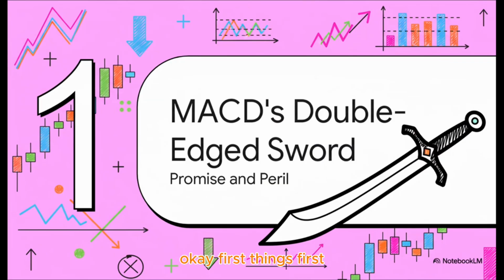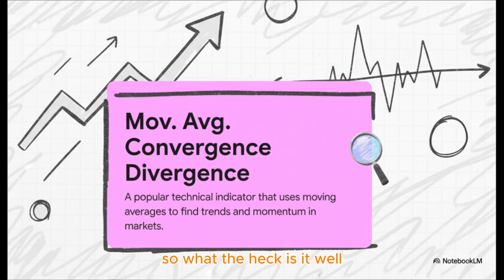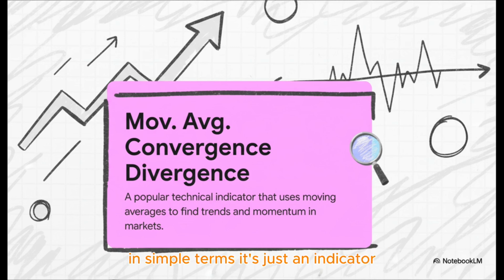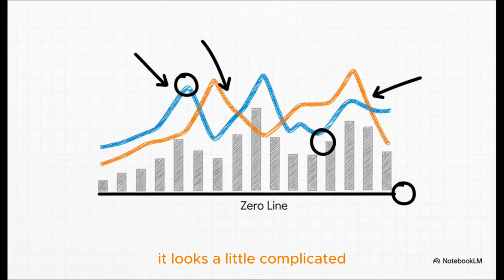Okay, first things first. Let's really dig into the MACD. What makes it so great, but also what makes it so dangerous? So what the heck is it? Well, MACD stands for Moving Average Convergence Divergence. In simple terms, it's just an indicator that looks at 2 moving averages and tells you how they relate to each other. Its whole job is to show you when a trend's momentum is picking up, slowing down, or about to change direction. It looks a little complicated, but it's really just 4 parts.